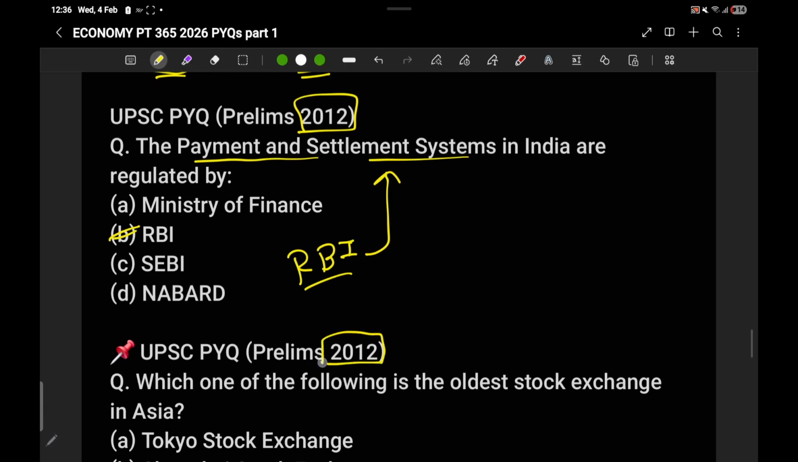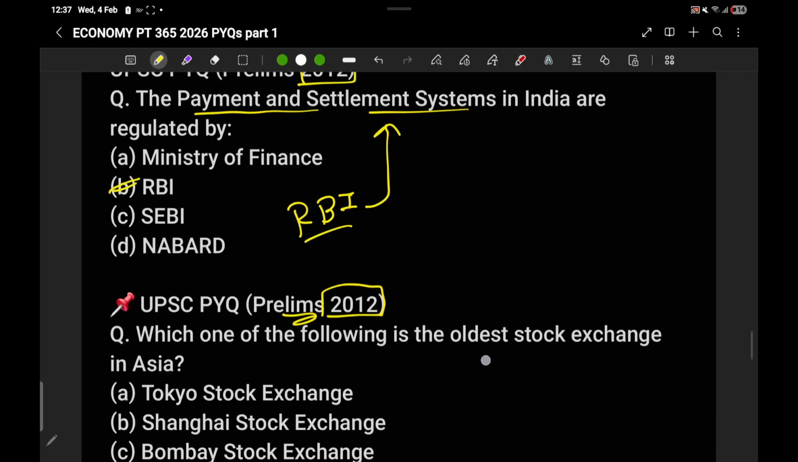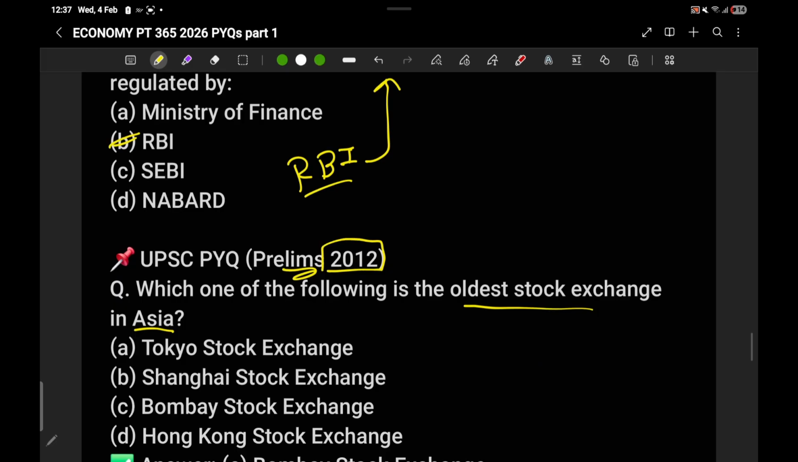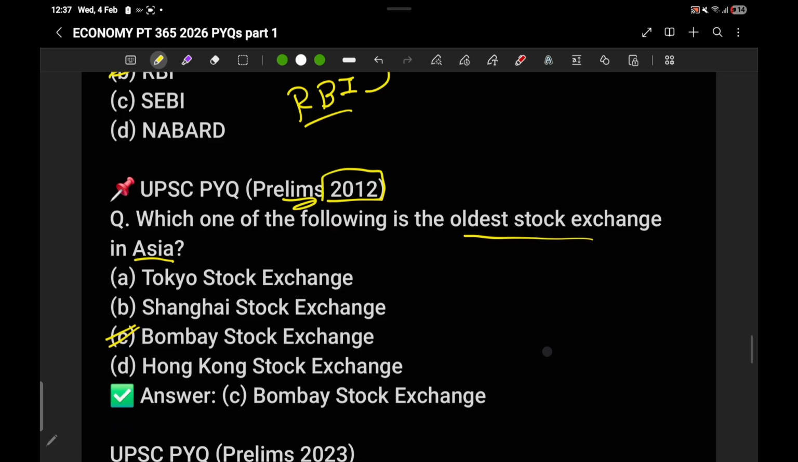In 2012, there was a prelims question on the oldest stock exchange in Asia. Which among the following is the oldest stock exchange in Asia? Option A, Tokyo Stock Exchange. B, Shanghai. C, Bombay. D, Hong Kong Stock Exchange. So we learnt yesterday that Asia's largest and oldest stock exchange is the Bombay Stock Exchange.